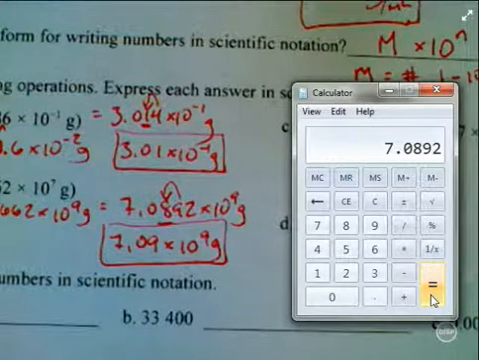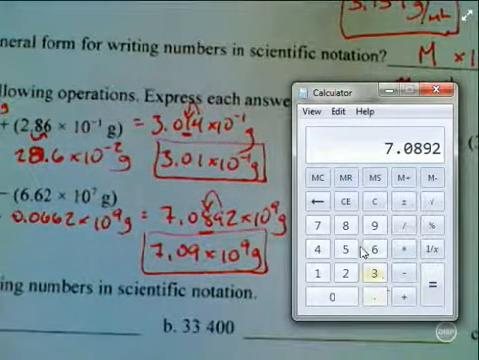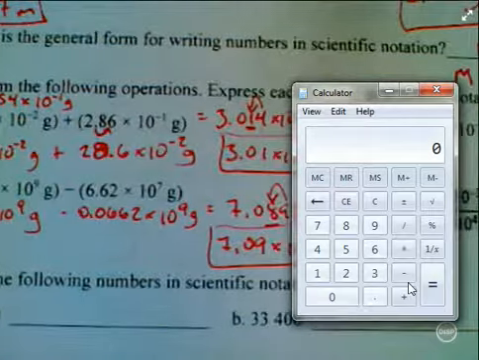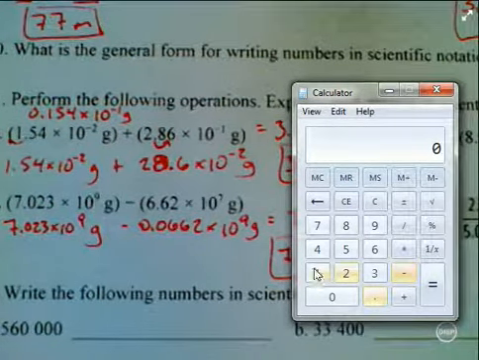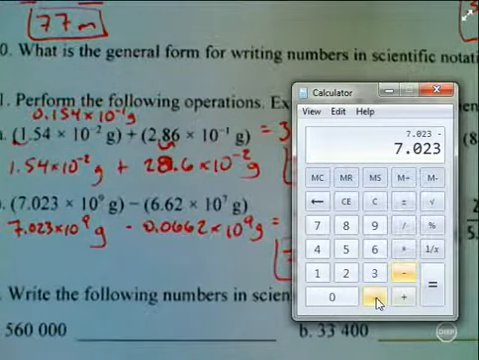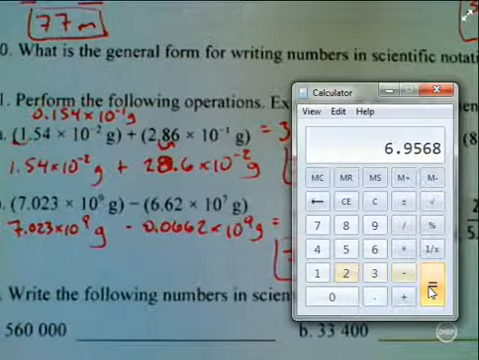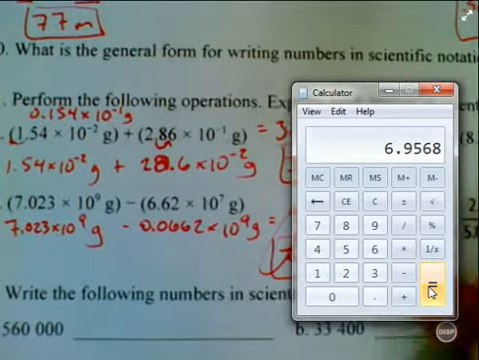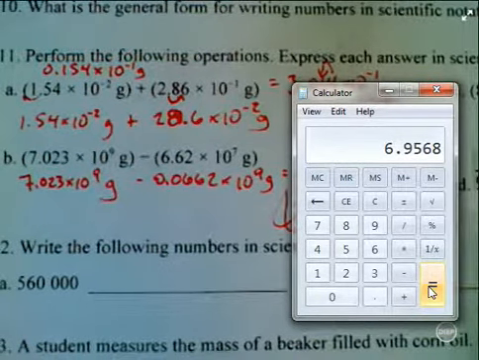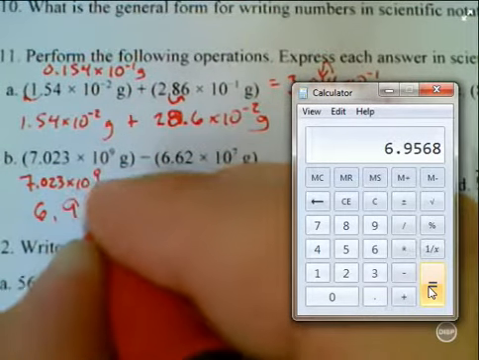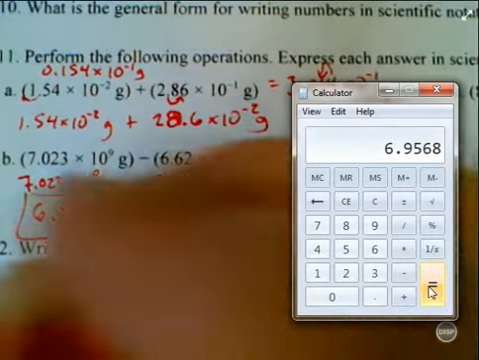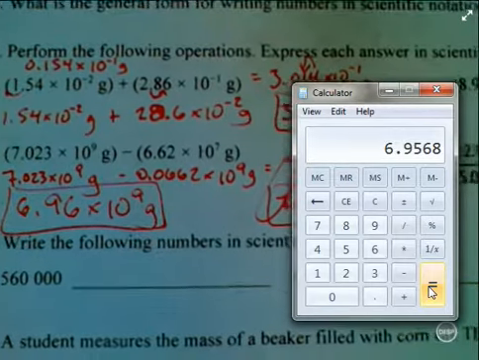Oh, did I add that? Goodness gracious. Mistake time. Let me go back. Who here saw that I pressed a plus instead of a minus? Who let me do that? You guys are in trouble. It's 7.023 minus 0.0662. Oh, erase all that. That was just a waste of time. I hope you guys noticed that I made that mistake and pressed plus instead of minus. So it's actually 6.96 times 10 to the 9th grams. My mistake.